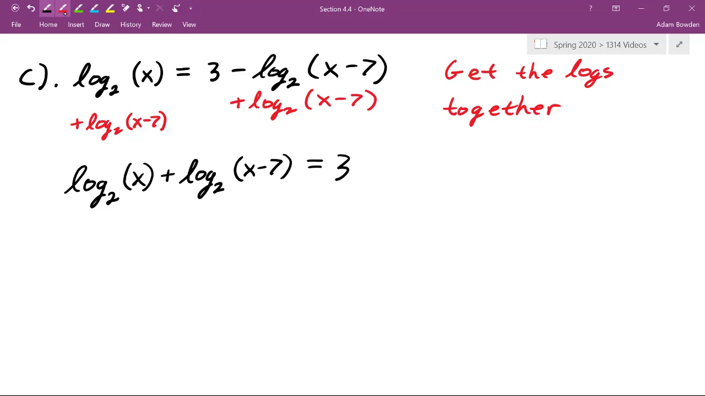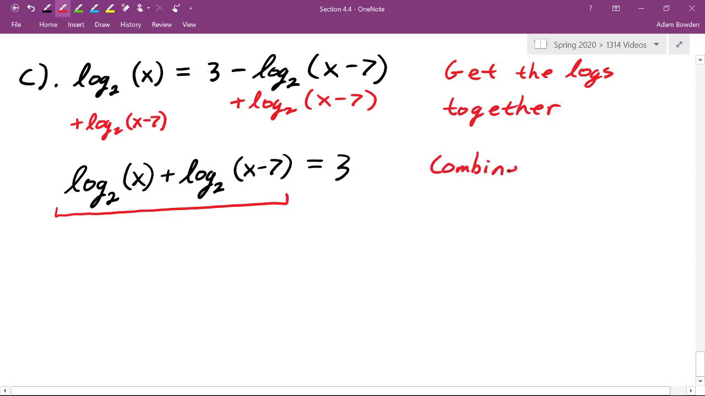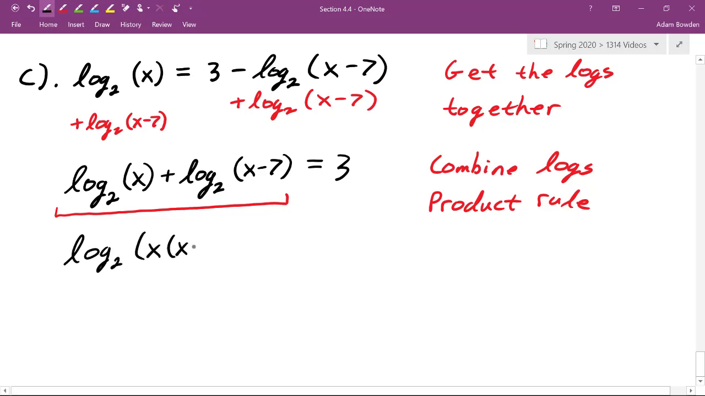Now it becomes possible to take these two logarithms that are added and combine them together. The way we can combine the logs is by what we call the product rule for logarithms. That would join this together into log base 2 of x times x minus 7. So the addition combines into multiplication inside the one logarithm, and that's all equal to 3.